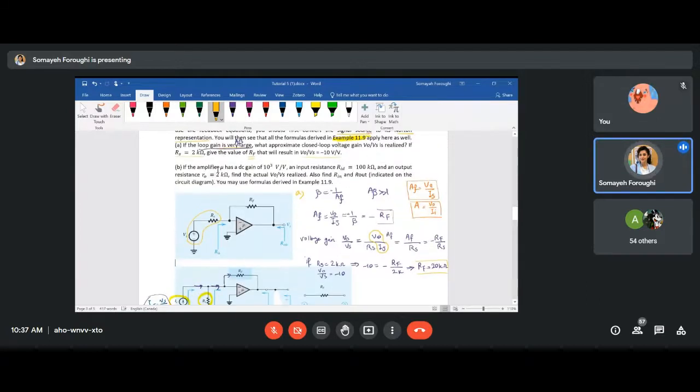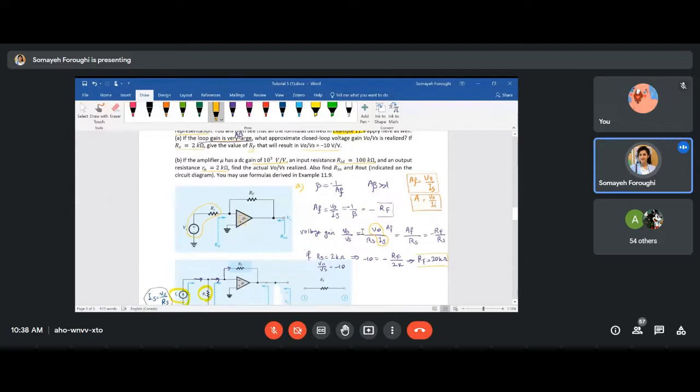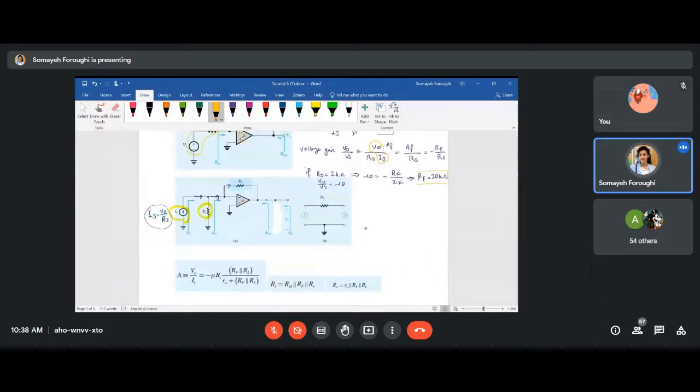Now, part B says, if the amplifier mu has a gain of this much, and input resistance of this much, output resistance of this much, find the actual VO versus VS realized. Now, previously mu wasn't given to us, okay? And now here we also have mu. Remember, from example 11.9, you will have these three equations. Equation number 1, 2, and 3 for shunt configuration.